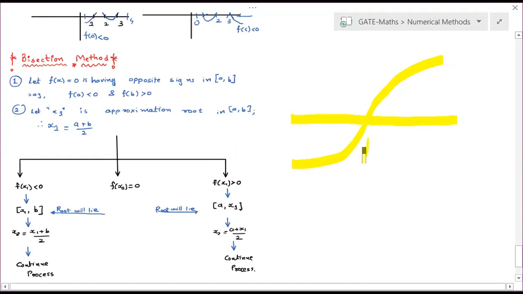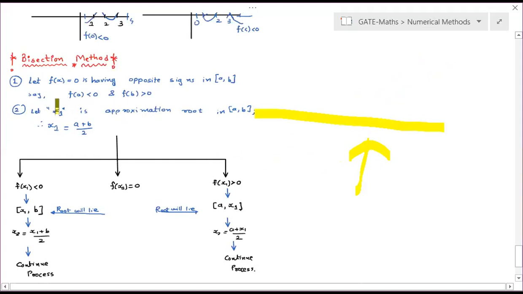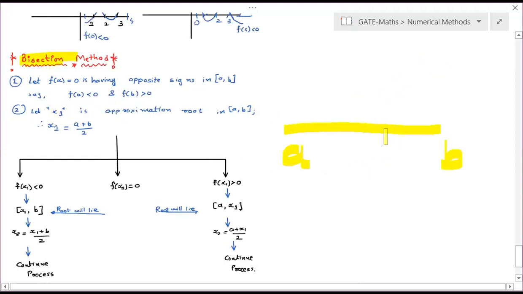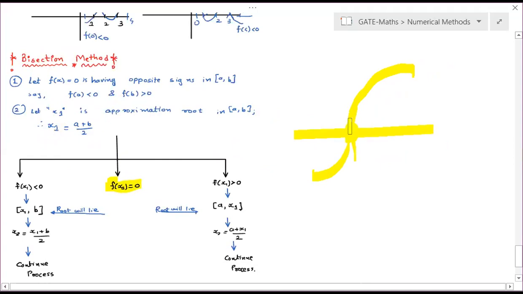Now I have to find the approximate value of that root. For that, according to this bisection method, this is our interval a to b. My first step will be to bisect this interval, a plus b by 2. Now at this bisected point, I will find the value of f. If at this bisected point f is 0, that means this is my root, my function is passing through this point.